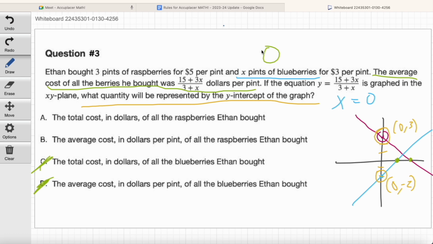Yes. And that's really about paying attention to the wording of the question. If the question said the total cost of all the berries he bought was (15 + 3x) over (3 + x), then you could go with A if it said that was the total cost. But it's not the total cost, it's the average cost. So it's got to be B, which it is. That makes sense.